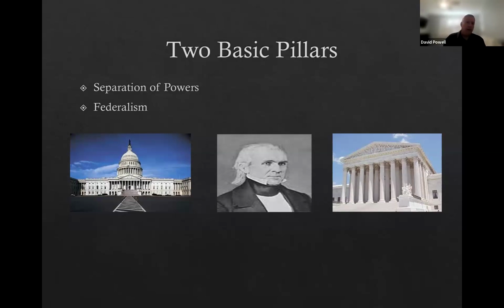We're going to balance the power of members of a legislature with a chief executive, with a judiciary. And that's what we get with these three different branches of government.